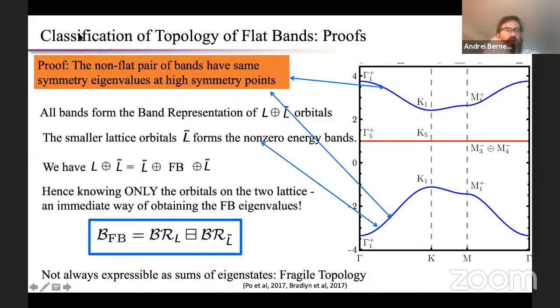And then we stopped kind of here, where I showed you that there's a mapping between the eigenvalues on the L lattice, the orbitals on the L lattice, and the orbitals on the L tilde lattice. In order to have flat bands, you need the number of orbitals on the L lattice to be larger than the orbitals on the L tilde lattice. And there's a one-to-one mapping between just the orbital content of the L and L tilde lattices and the flat band eigenvalues at the high symmetry points, which in turn for certain symmetry groups give the topologic character. So if the topologic character is given by the eigenvalues, you're going to know it.